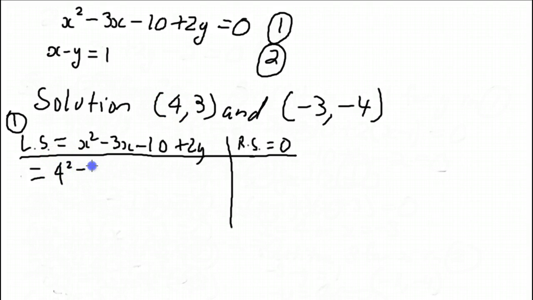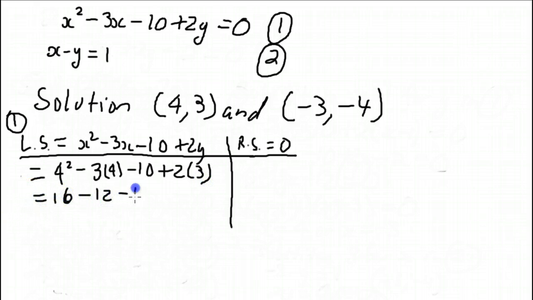I'm putting in the 4. And everywhere I see y, I'm putting in a 3. So it gives us 16 minus 12 minus 10 plus 6, which is 0. So this verifies the point (4, 3) is on the quadratic, x squared minus 3x minus 10 plus 2y. Will equation 2 be true?